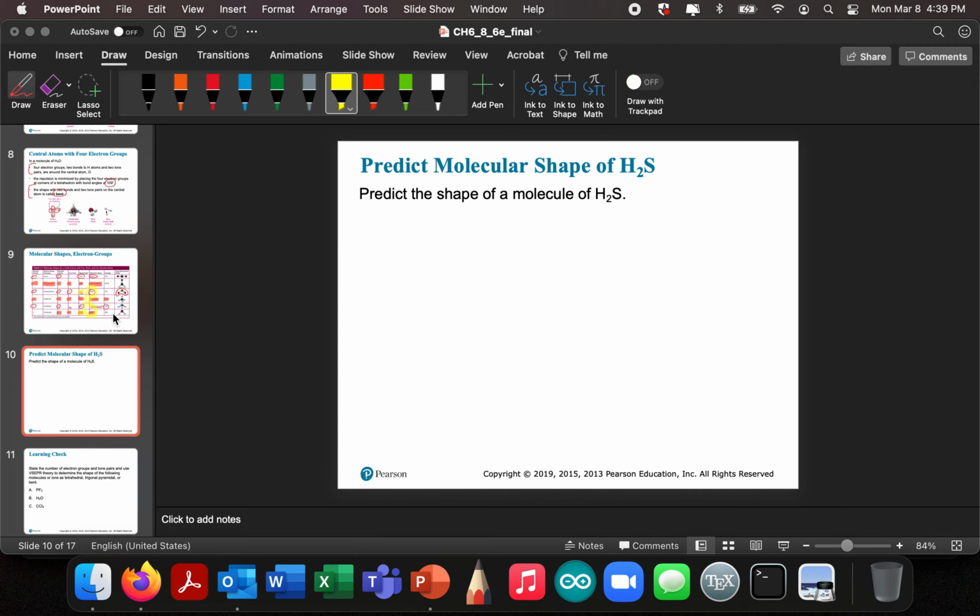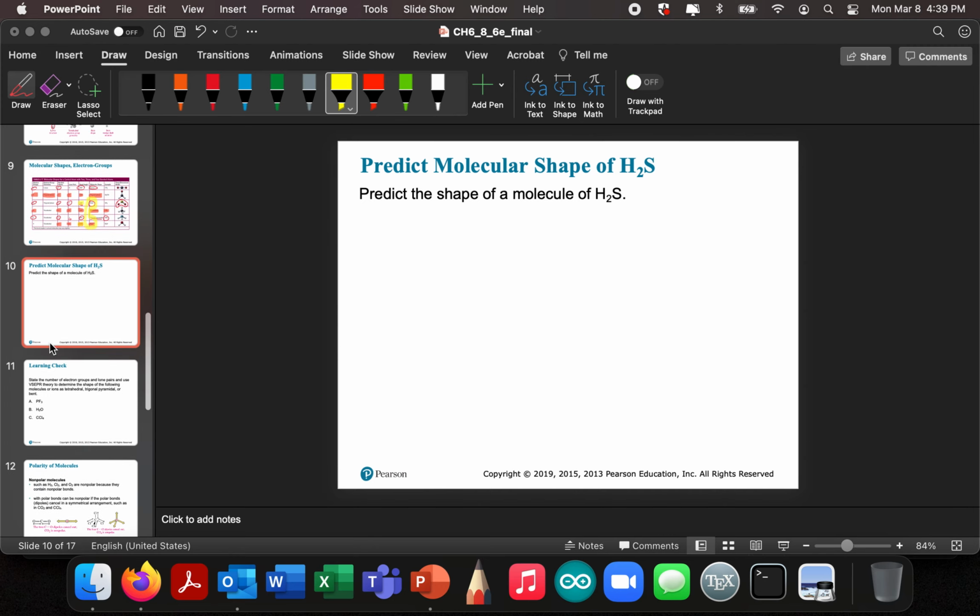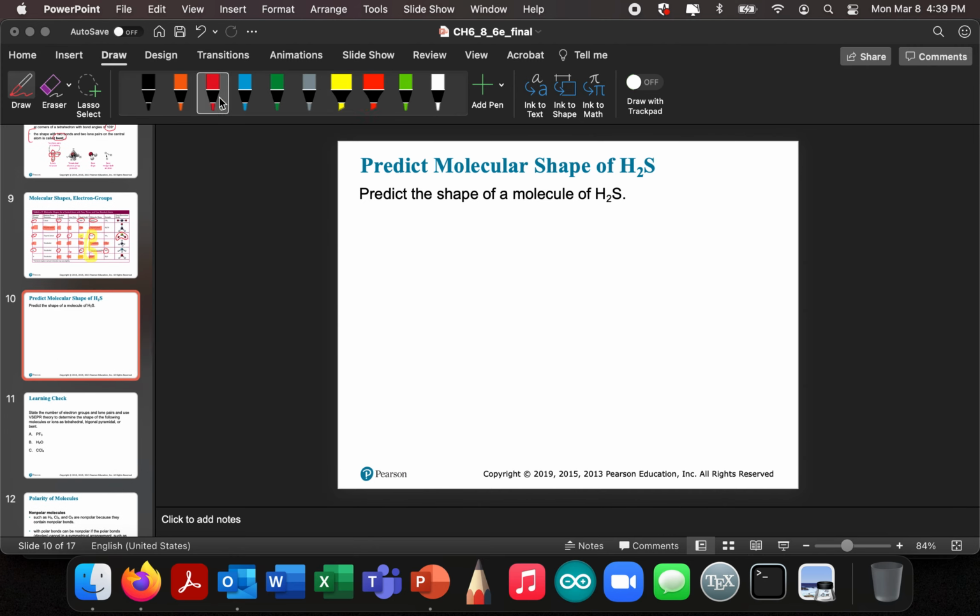All right, so let's do a practice, and then we'll close this conversation out and move on to the next one. So predict the shape of the molecule H2S. You're given a molecular formula, and you have to draw the Lewis dot structure. Then you've got to just go to table 6.17 and decide what that means, okay? So pause the video and do that now, table 6.17, and then come back and compare your answer to mine.